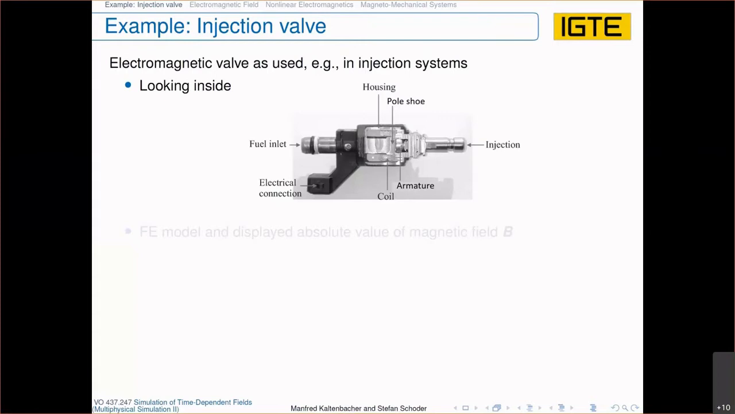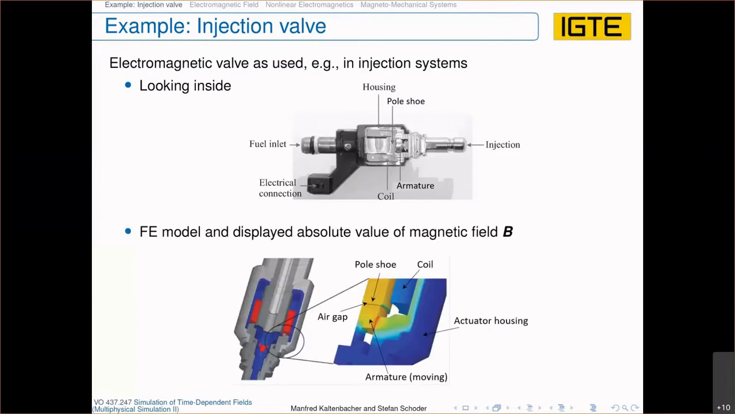But as you can see, we have very few components. We have a housing made of iron. We need the coil, and we have the armature which can move. These are the pole shoe. We will also have a more detailed view. Yeah, and that's it. So it's standard material you can use, and also the fabrication is not so expensive.